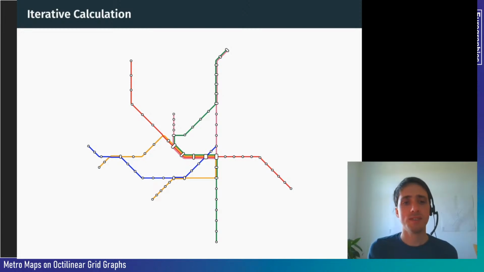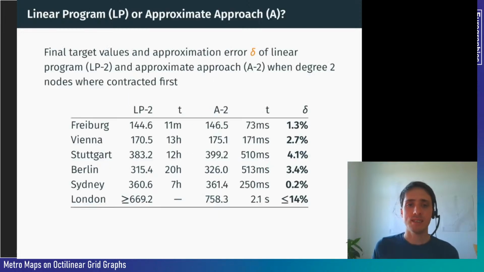So the question now is this: how much quality do you lose when you use this iterative approach compared to a globally optimal result? And we tested this. So here on the left, you have the final objective function values and solution times of a linear program optimizing this problem. And on the right, we have the corresponding values for our approximate approach.